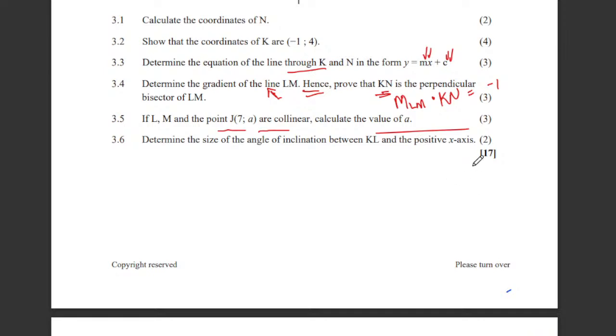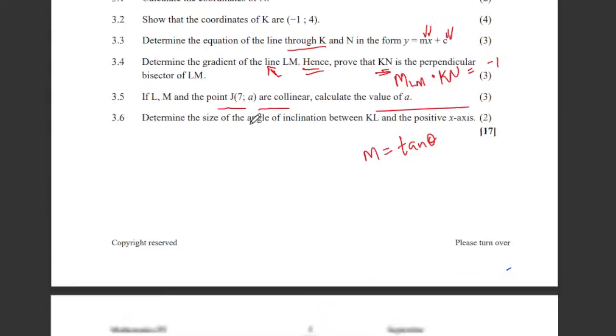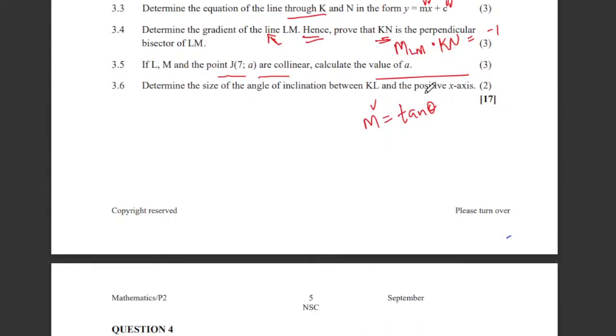So when we have angles of inclination, we have m is equal to tan of theta. Okay, if theta is our angle of inclination between the x-axis and that line. Okay, we normally prefer using the positive x-axis. So this angle is what they want. Remember, for you to get that angle, you need to know the gradient. So we can say theta will be the arctan of the gradient of that line.